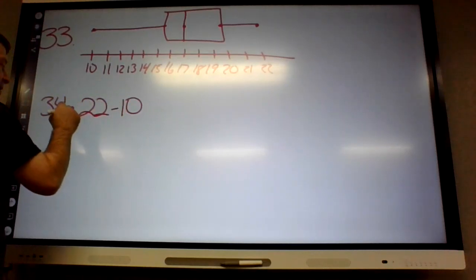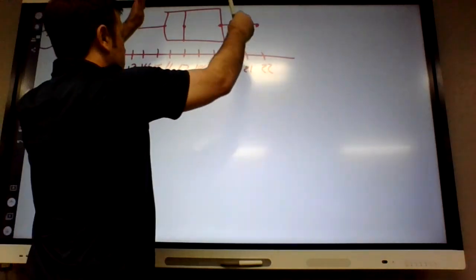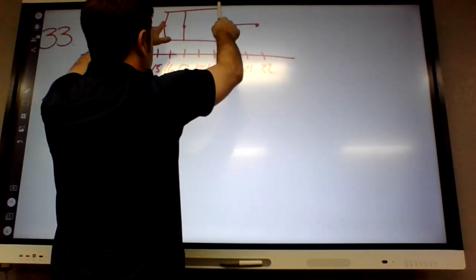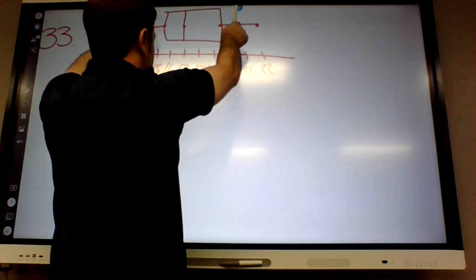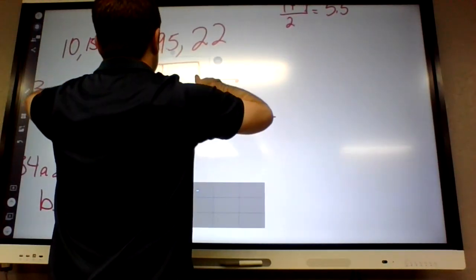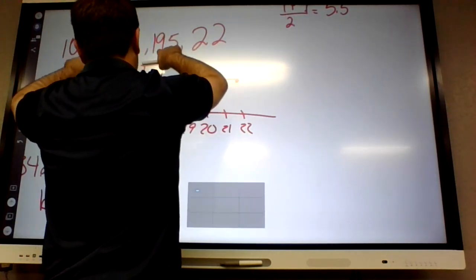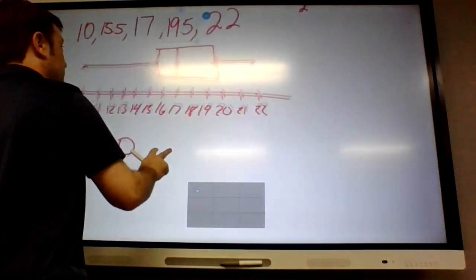That was A. B, IQR stood for the interquartile range. What does that mean? It's like the 3/4 minus. So, yeah, this is called the first and third quartile, so they're interquartile. So you do like the right median minus the left median, so it's 19.5 minus 15.5.